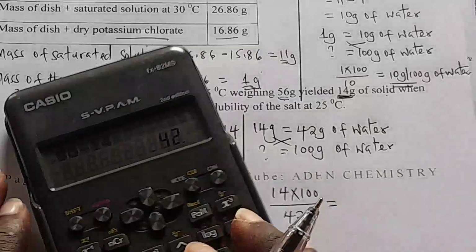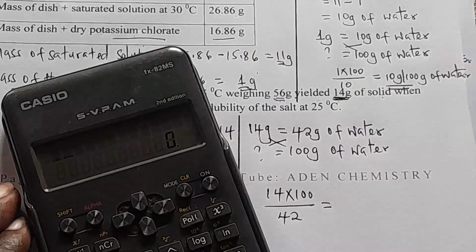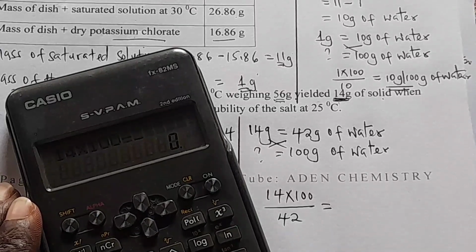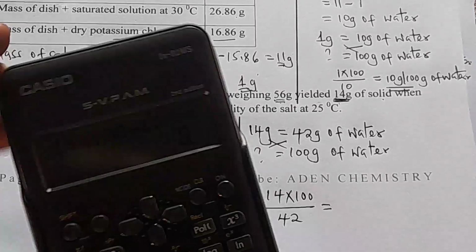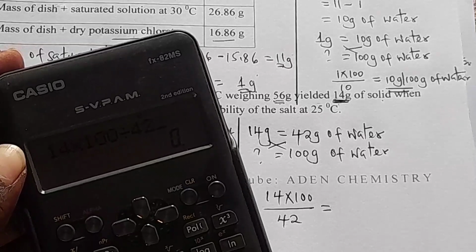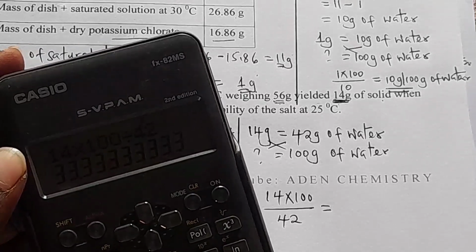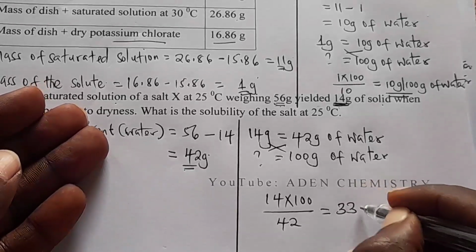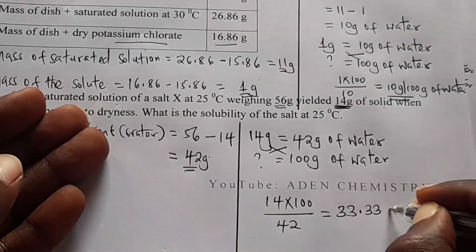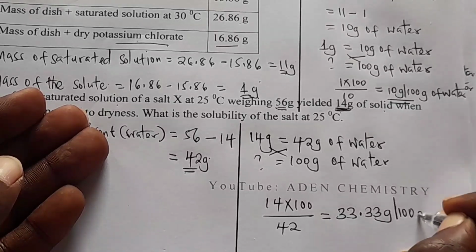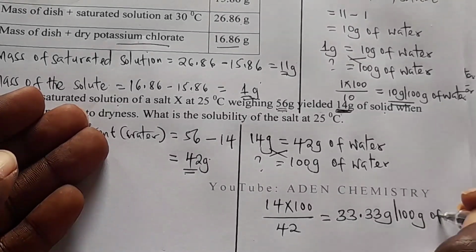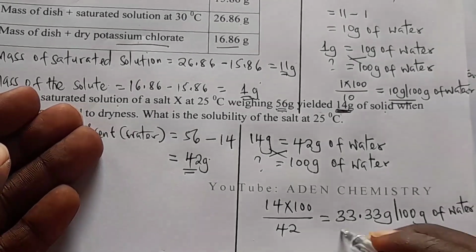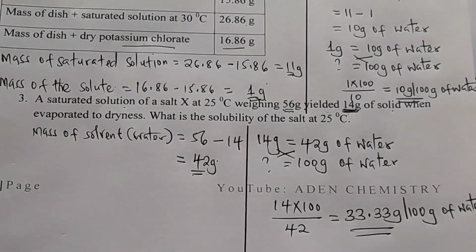Okay, what is our answer? So we have here 14 times 100 divided by 42. We are going to get 33.33. So we have 33.33 grams per 100 grams of water. So learners, that is our solubility. Okay.